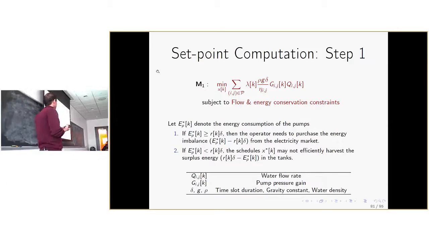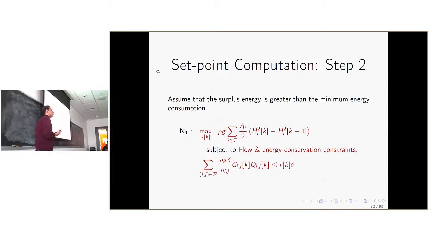So in this case, the computed set point is not necessarily optimal for the water network operator. Basically, in this case, we need to compute a set point that helps us to maximize the amount of energy that we can harvest in the tanks. So we consider the objective function as the amount of energy that we can harvest in the tanks, subject to flow and energy conservation constraints.